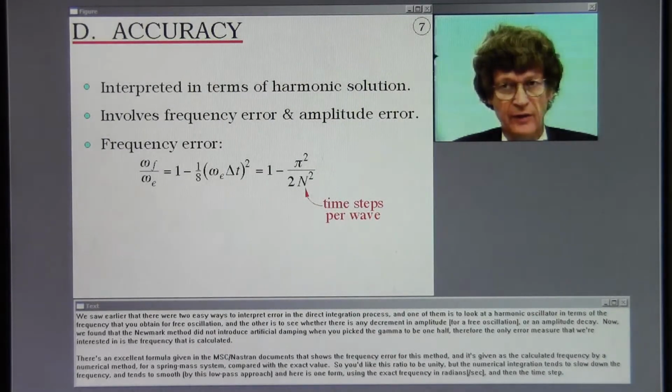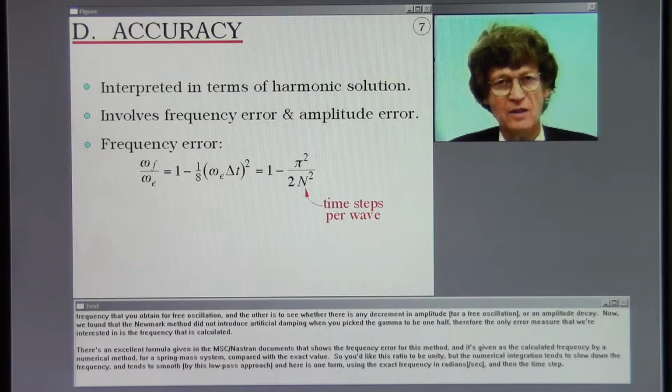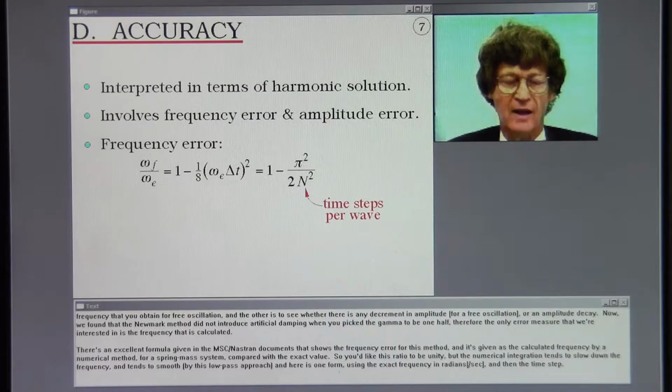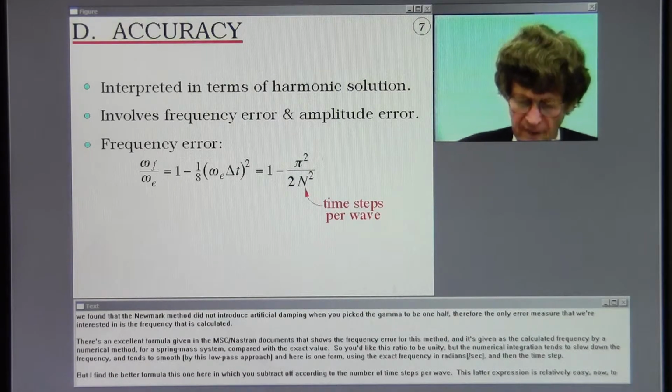We saw earlier that there are two easy ways to interpret error in a direct integration process. One of them is to look at a harmonic oscillator in terms of the frequency that you obtain for free oscillation, and the other is to see whether there's any decrement in amplitude, or an amplitude decay. Now, we found that the Newmark method did not introduce artificial damping when you picked gamma to be 1/2.